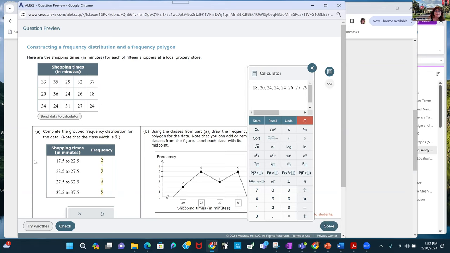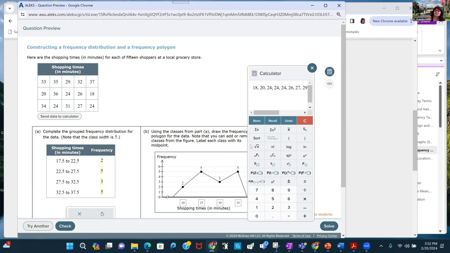So there are two between 17 and a half and 22 and a half, the 18 and the 20. Then we have five between 22 and a half and 27 and a half. The 24s, the 26 and the 27, it's the five, et cetera.